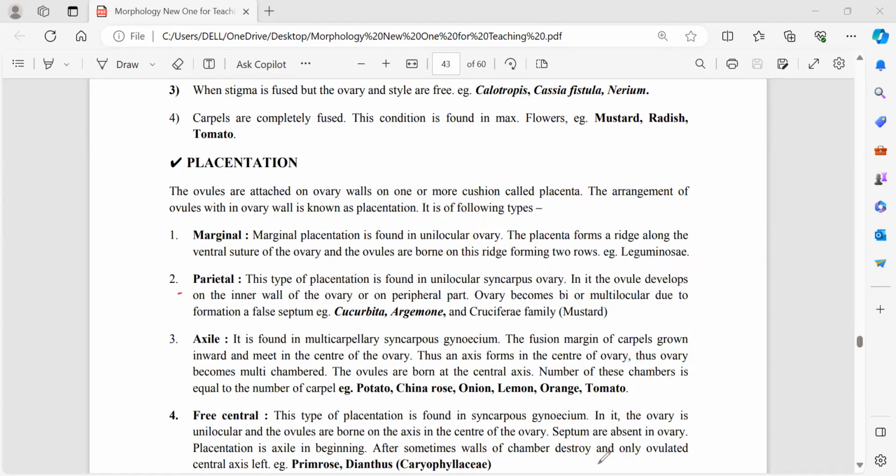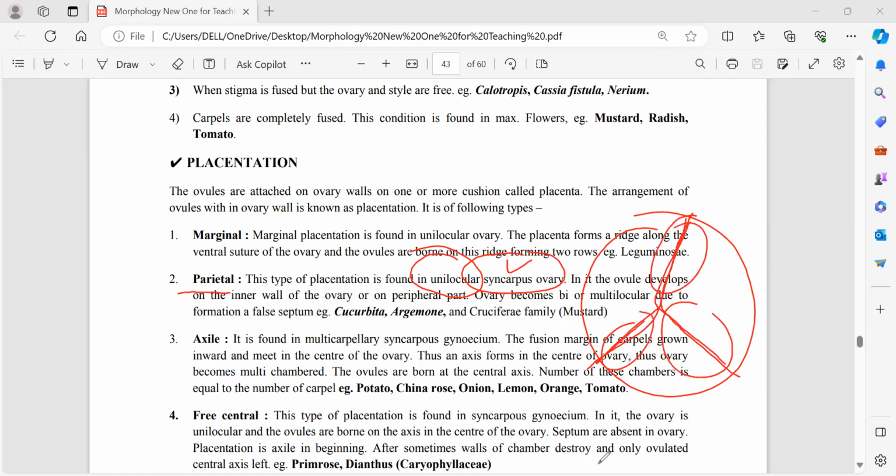Now we have parietal placentation. This type of placentation is found again in a unilocular ovary, where the ovary is syncarpous. That is, syncarpous means many carpels have fused, and the partitions inside the ovary wall have not remained there. Many carpels have fused, but the places where they have fused, they do not remain there. They dissolve, and the ovules develop on the inner wall of the ovary.